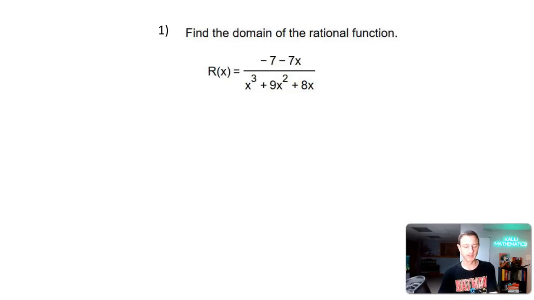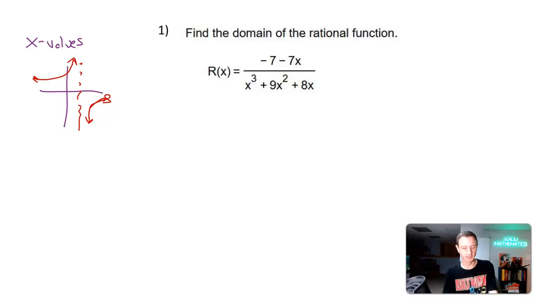So domain is where we're thinking about the x values. And if we were to graph this, what we're looking for is any spot on the graph where it doesn't exist at an x value. So if I'm at x equal to -1, I have a corresponding y value. If I'm at x equal to, let's say, +1, I have a corresponding y value. If I'm at x equal to 4, I have a corresponding y value.